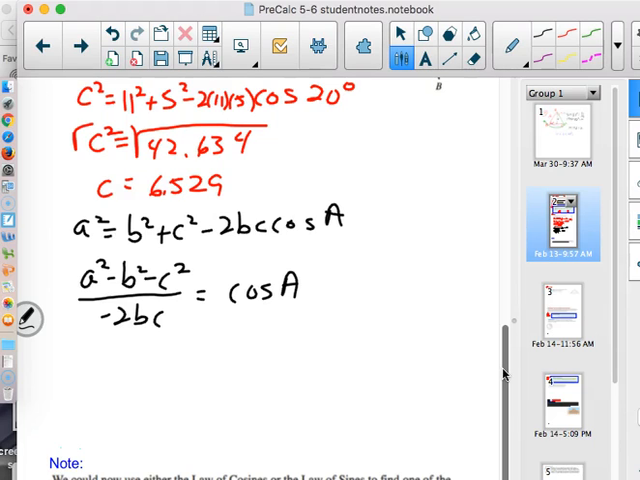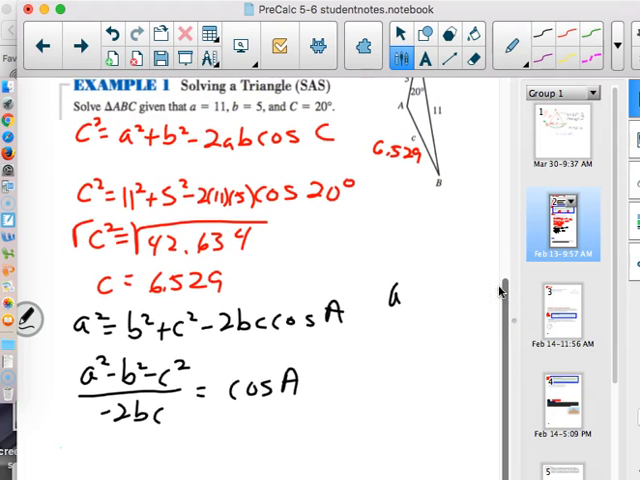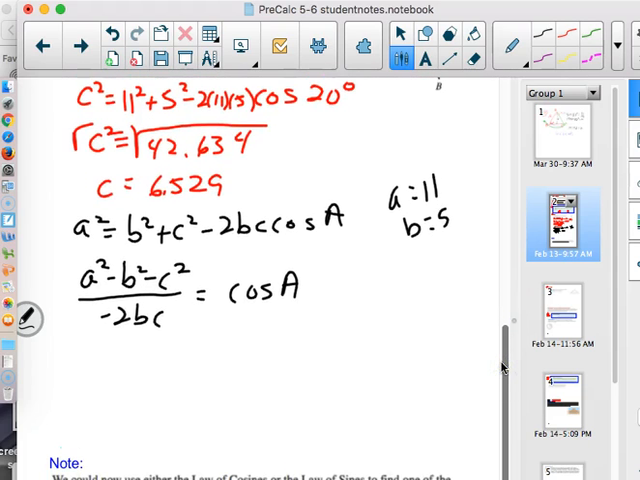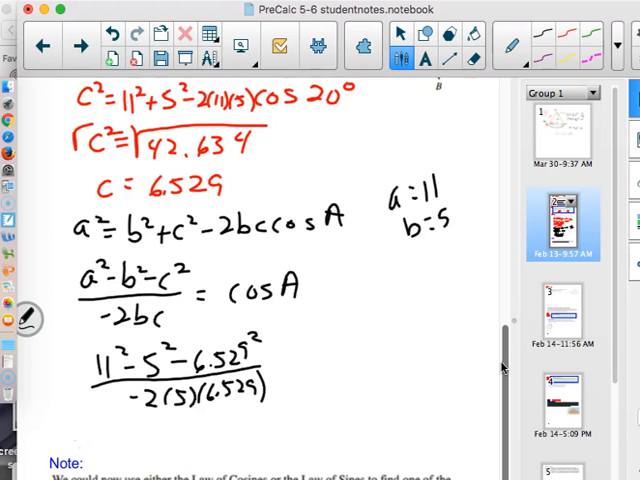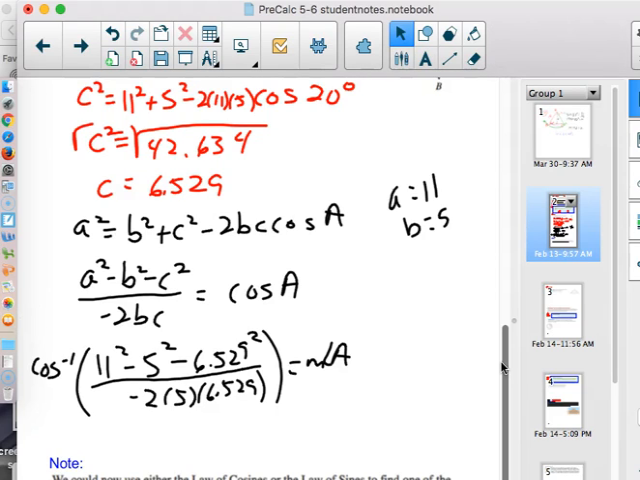So we'll put the numbers in. And our A value, let me back up here, is 11, and B was 5, and we did math for C. So 11 squared minus 5 squared minus our 6.529 squared divided by negative 2 times 5 times 6.529, and we're going to take the inverse cosine of that to get the measure of angle A. So let's see what happens.